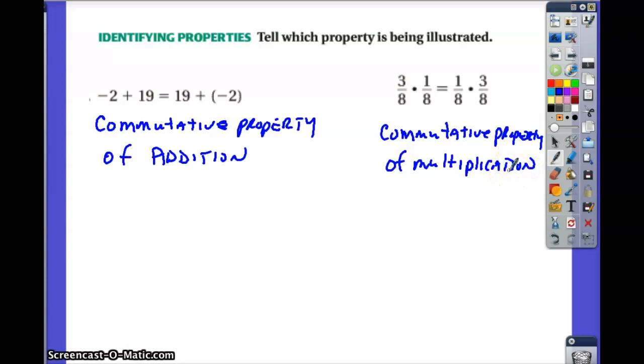Okay, so this concludes our lesson on the distributive property.